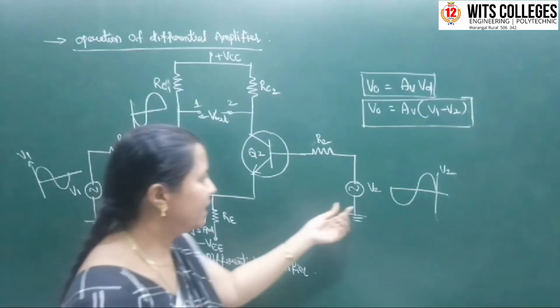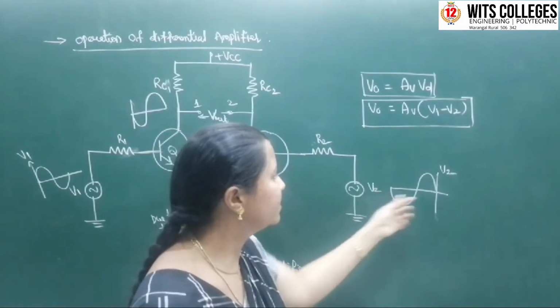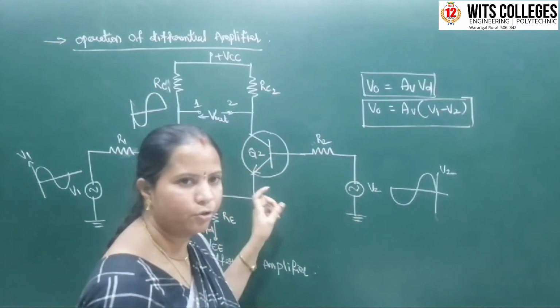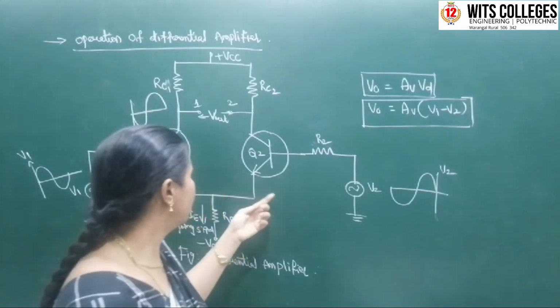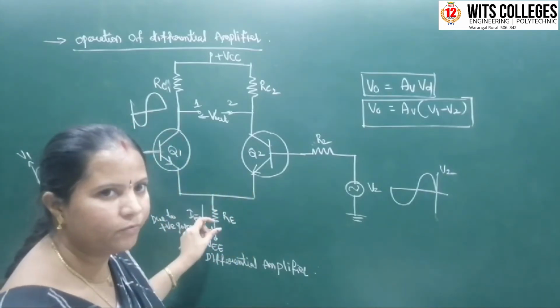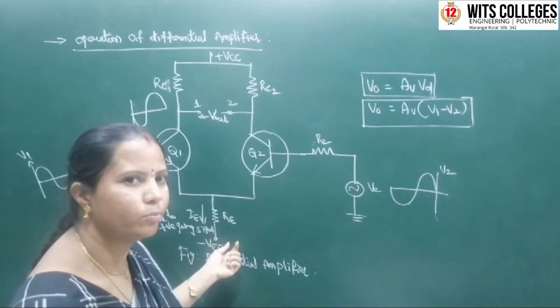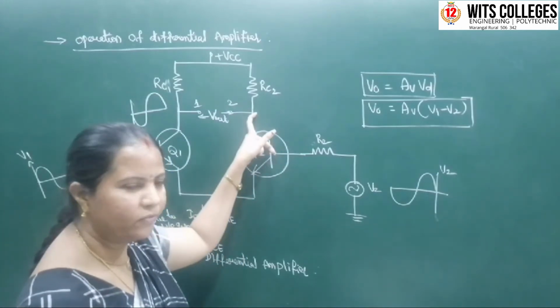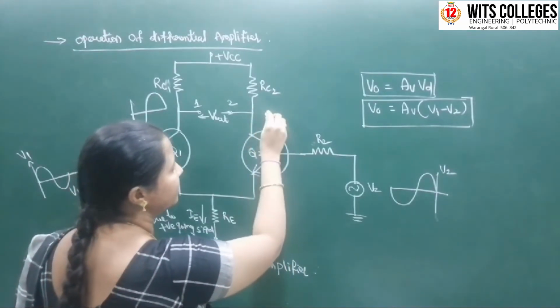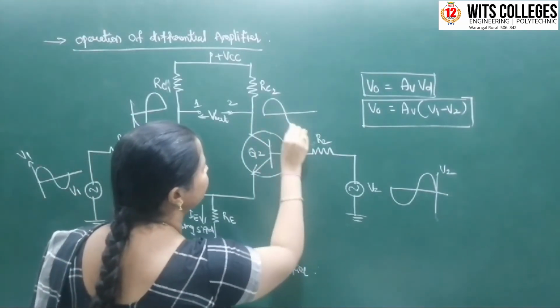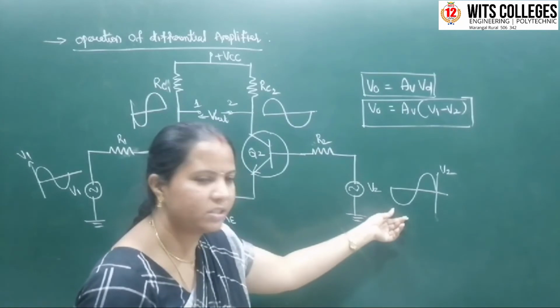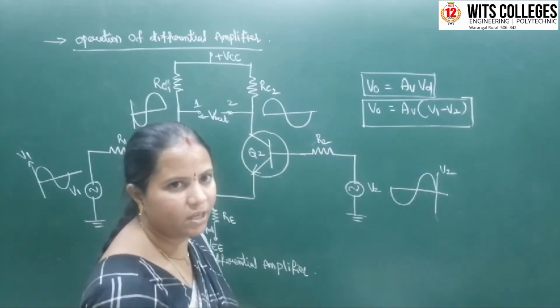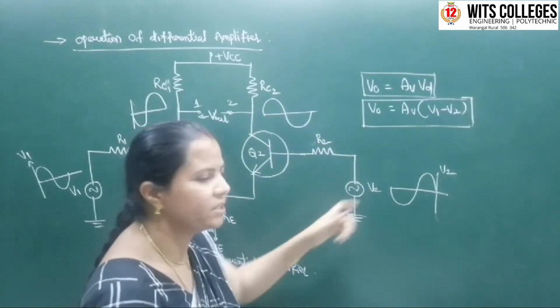Coming to the next signal, when we give a negative going signal at the base of the transistor Q2, what will happen? The emitter current flowing through the resistor Re is going to increase, and you get the amplified signal at the collector terminal of the transistor Q2. It is a positive going signal. If you give a negative going signal, it becomes a positive going signal. So these two are also 180 degrees out of phase.